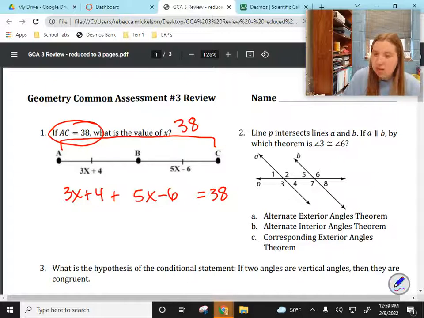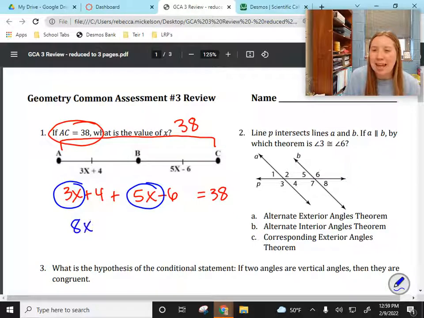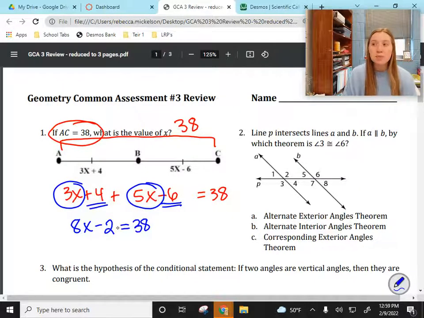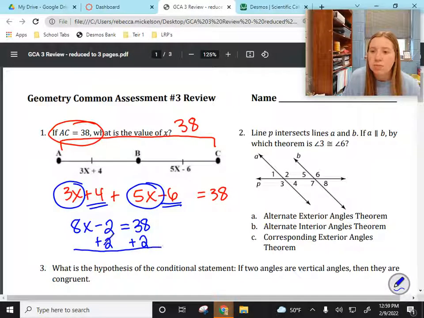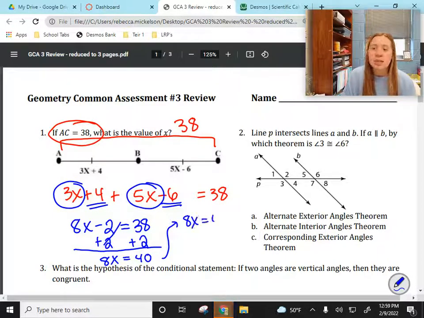So we just are going to combine our like terms. I have a 3x and a 5x. When I add them together, I'm going to get 8x. I have a plus 4 and a minus 6. When I combine those, I'm going to get minus 2 equals 38. Now I've got my equation ready to solve. I'm going to add 2 to both sides to move that 2 over. I'm going to be left with 8x equals 40. Our last step is always going to be to divide by the coefficient out in front of x. I'm going to divide both sides by 8, and we are going to get that x equals 5.